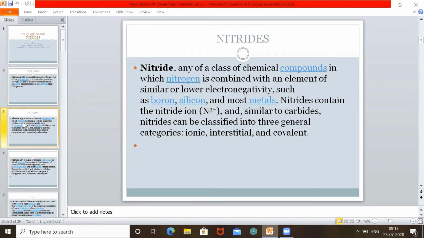So what are the lower electronegative elements? Boron, silicon and some metals. They contain the nitride ion, which is similar to carbide. Nitrides can be classified into three general categories, similarly as carbides: ionic, interstitial and covalent.